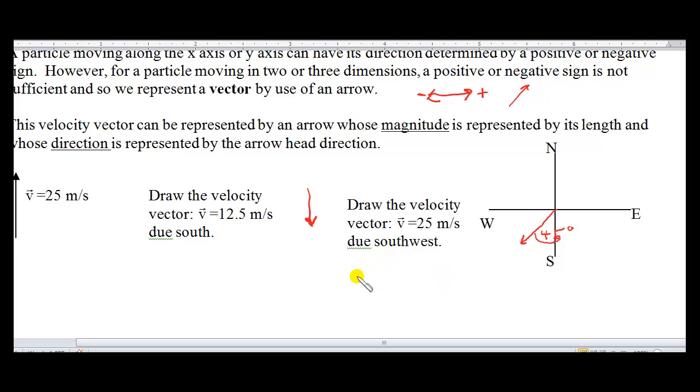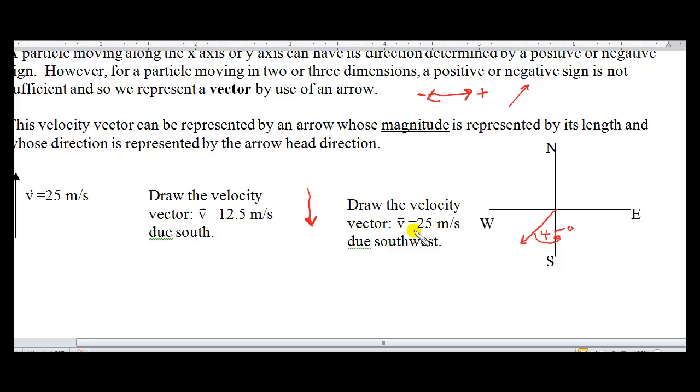Okay, let's check our answers. First of all, you should have drawn a vector that basically is half as long as this one right here, because it has half the magnitude. And you should have drawn it going due south, because that's the direction for this particular velocity vector.